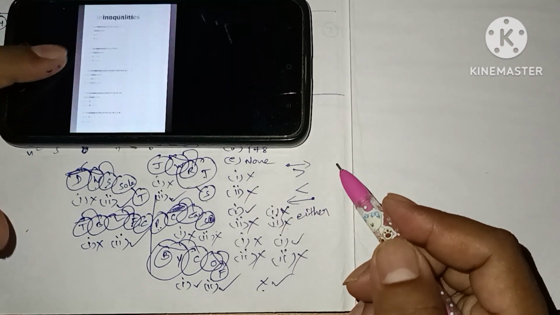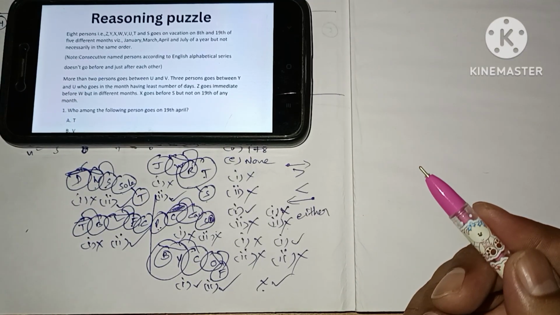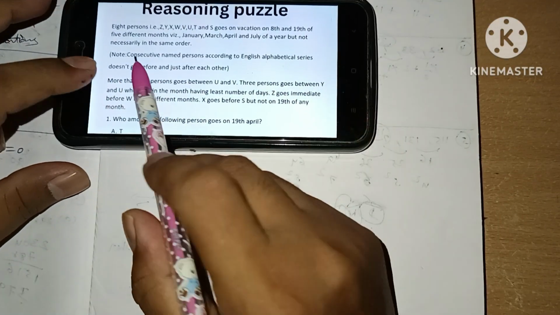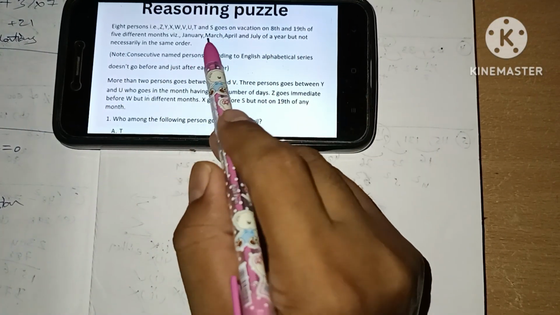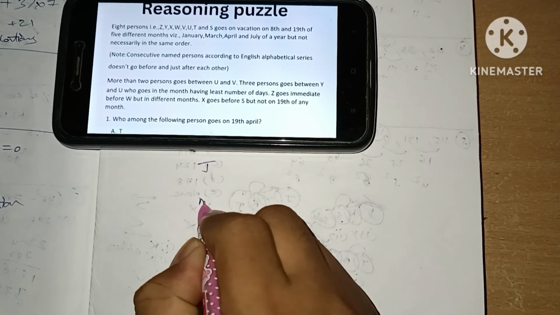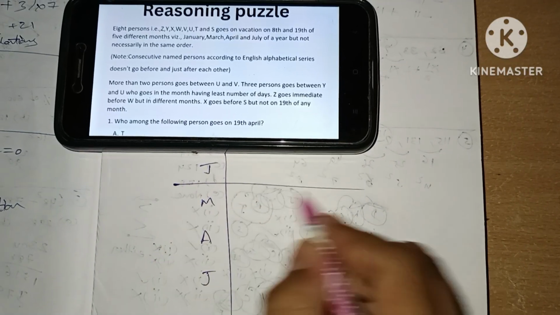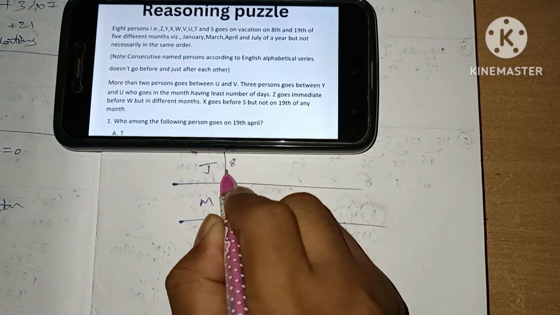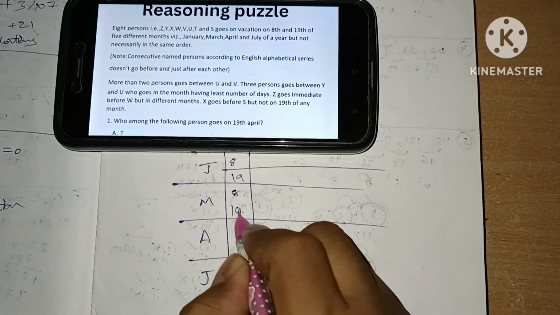Now we are going to see a reasoning puzzle. So here we go with the puzzle. The puzzle says that 8 persons go on vacation on 8th and 19th of 4 different months: January, March, April and July. Let's note them: January, March, April and July. Each month has 2 dates, 8 and 19.